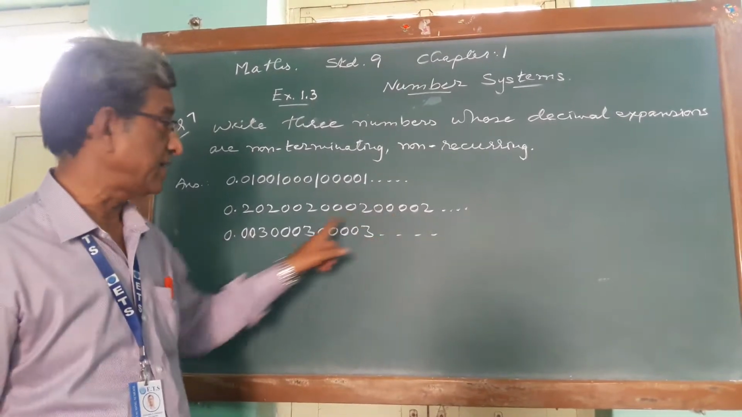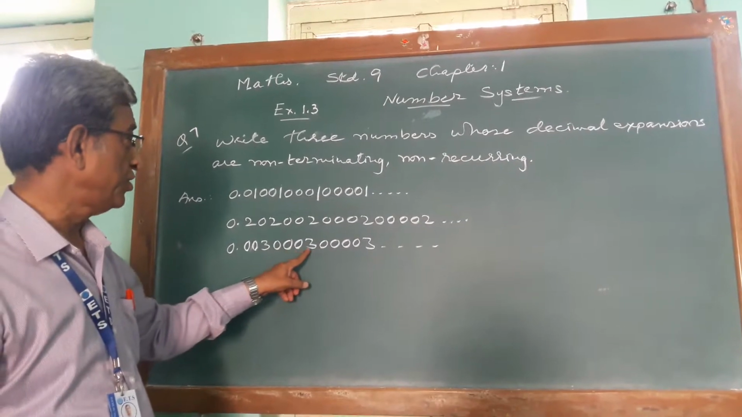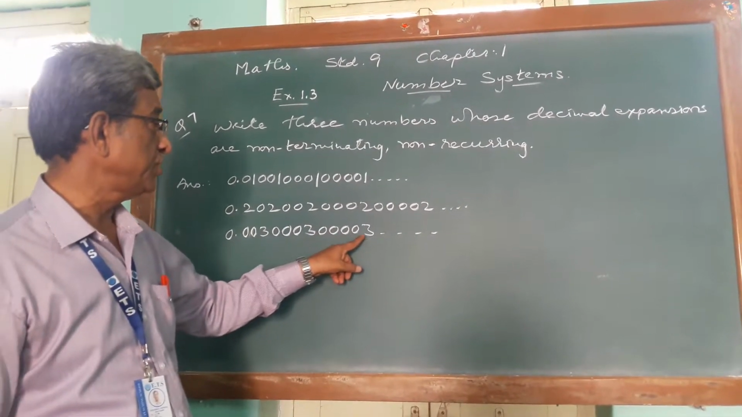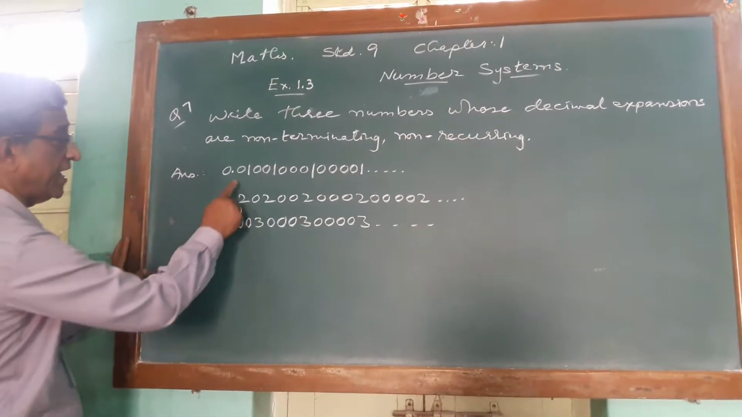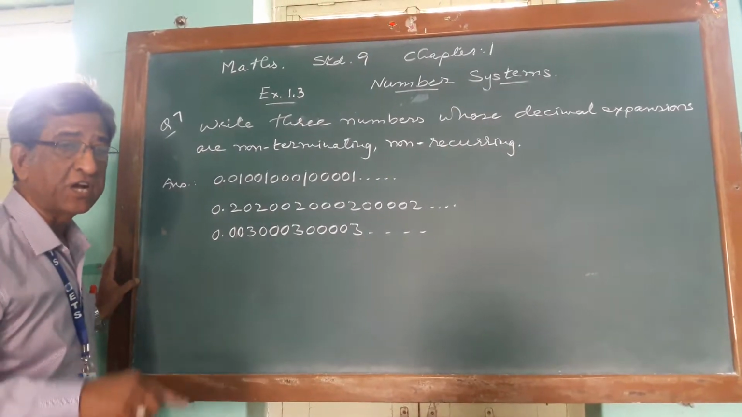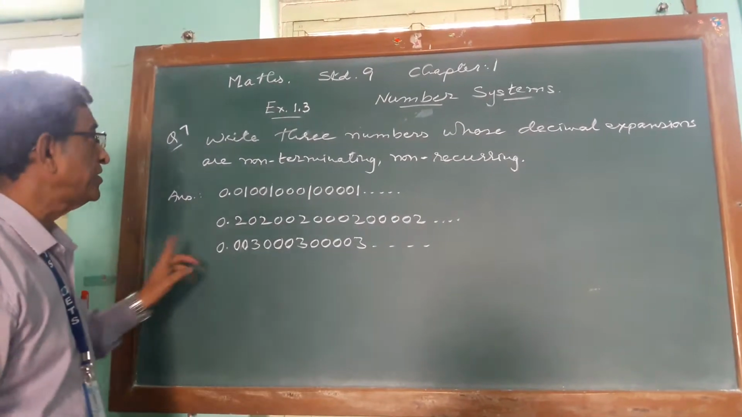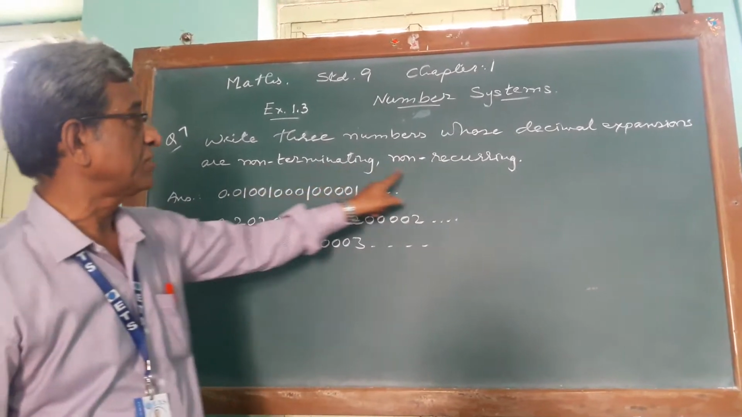One more example, 0.00300030000 3. So in all these three examples, you can see that none of the digits is repeating. No digit is occurring again and again. So all these are examples of non-terminating, non-recurring decimals.